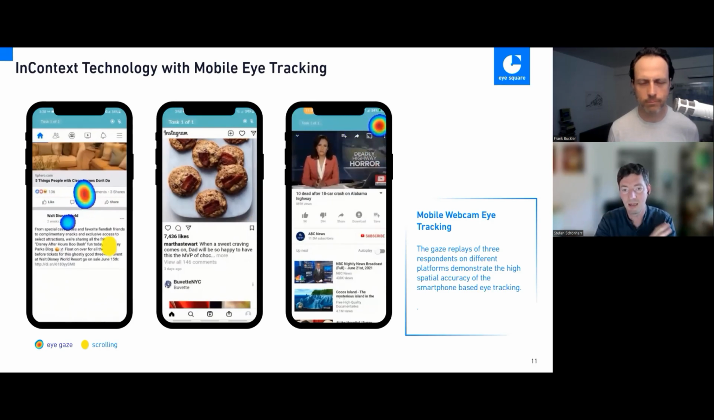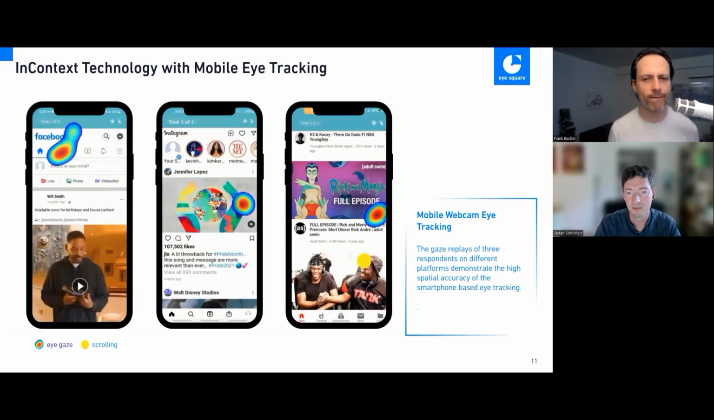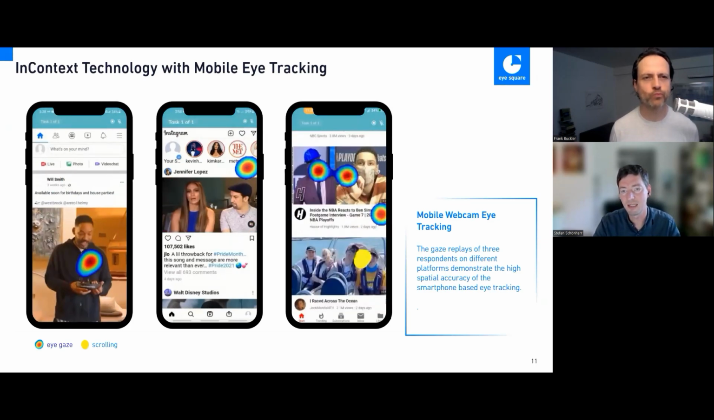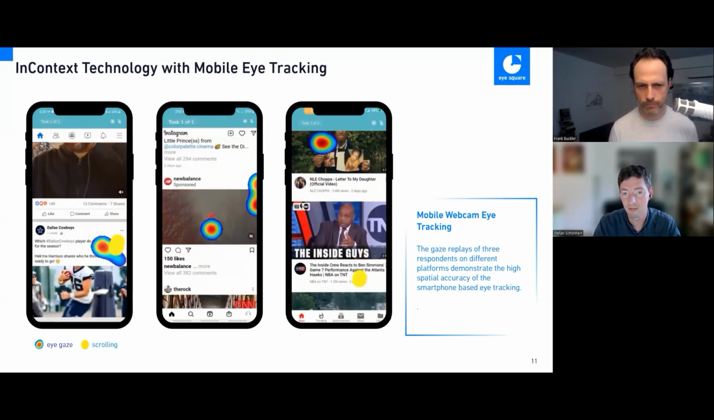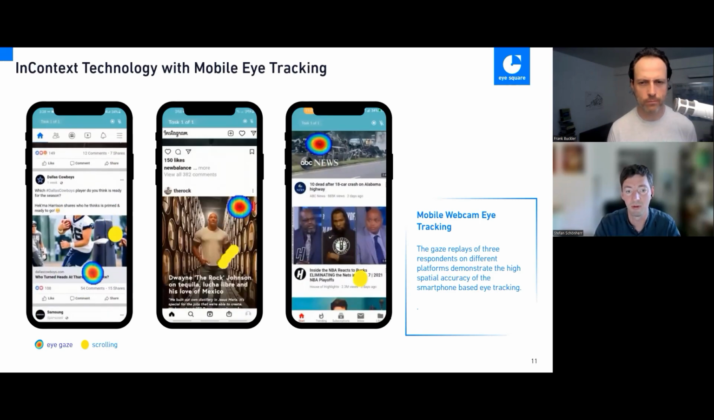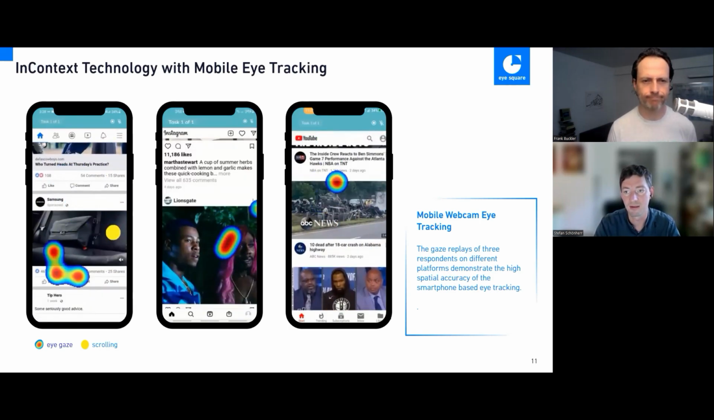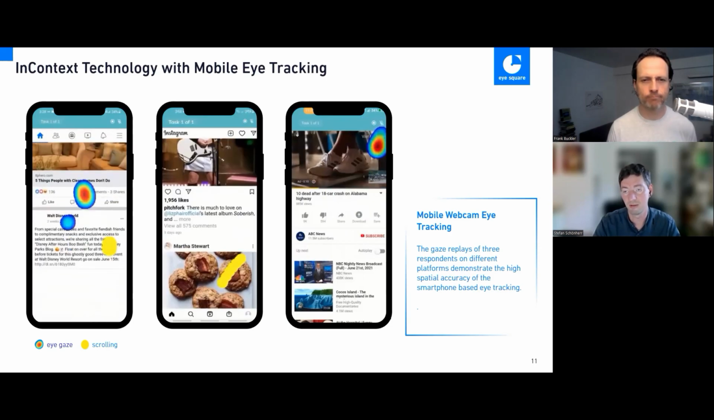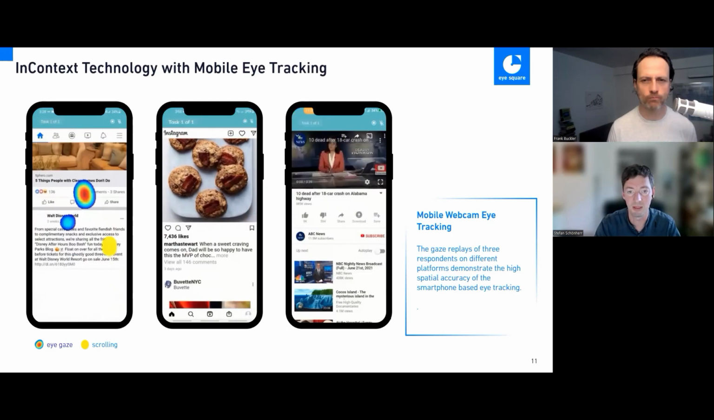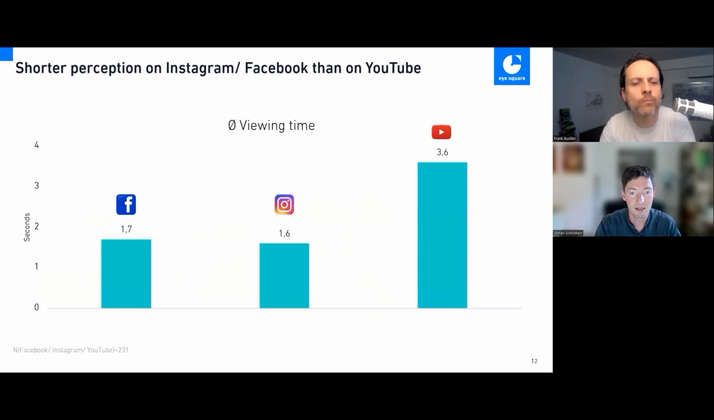And at the same time, you see these nice dots there. I can start this again, maybe. And this is webcam eye tracking. So in this case, we combined the InContext testing with the measurement of eye tracking. So we exactly know how long people looked towards these different ads. And the numbers you can see on the next slides are an aggregation of these 15 ads we tested on each platform, which were the same ads, right? And yes, these are the numbers.